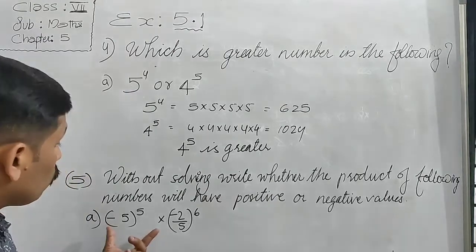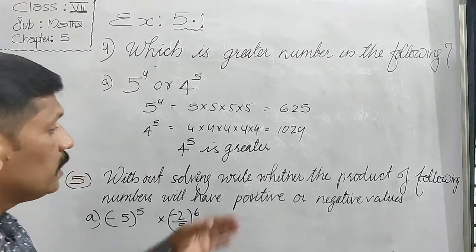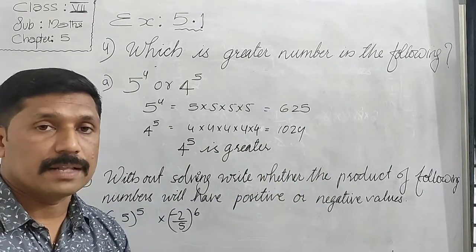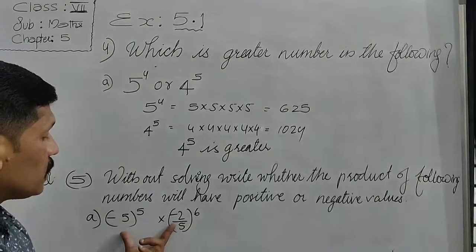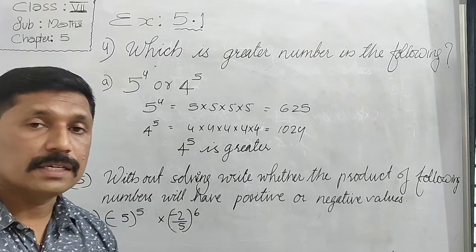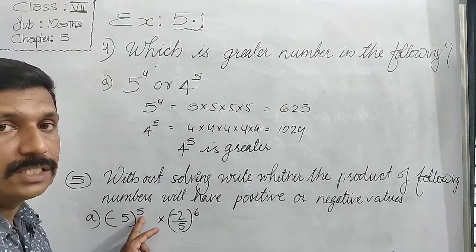After solving this, we can find out which value will come, whether it is positive or negative. But here it is clearly told in the question that without solving we have to decide. That means by using the property. Look here, both numbers are negative numbers, but their powers are different. In the property we studied that if a negative number has an odd power, its value will be negative.